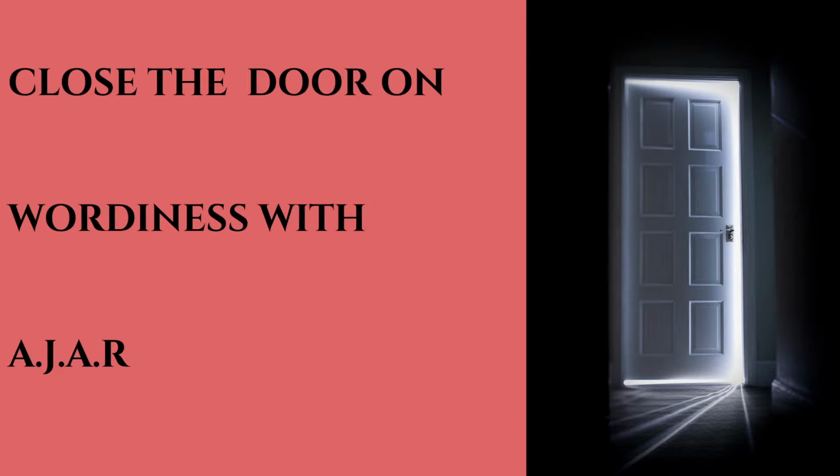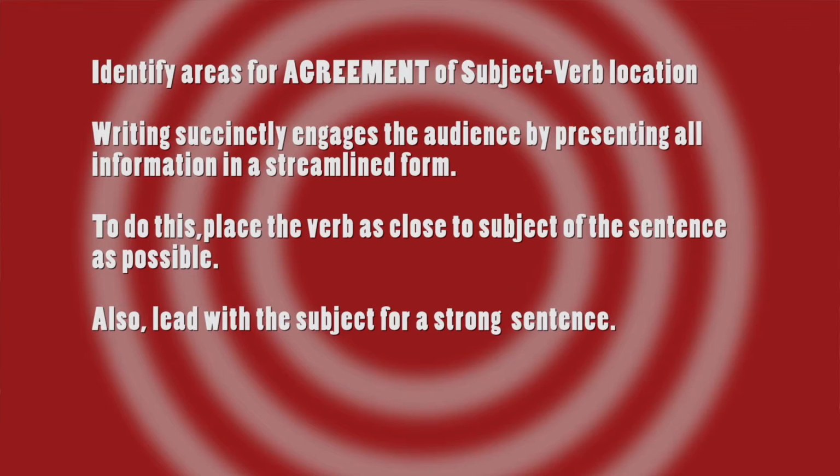Now, step 3, close the door on wordiness with a jar. Identifying areas for agreement of subject-verb location. Writing succinctly engages the audience by presenting all information in a streamlined form. To do this, place the verb as close to the subject of the sentence as possible. Also, lead with the subject for a strong sentence.